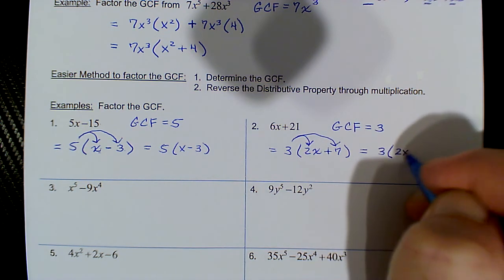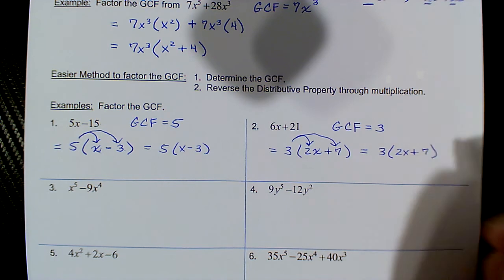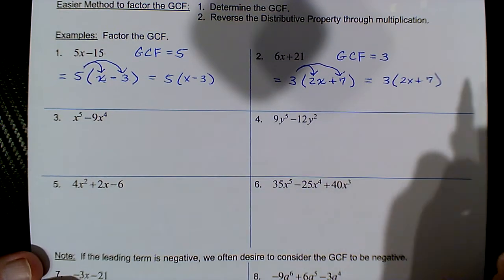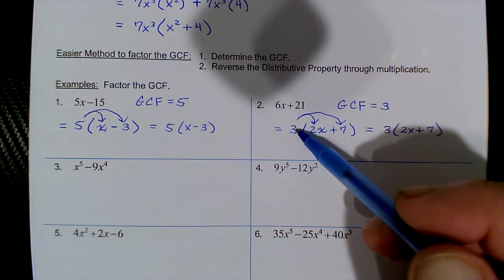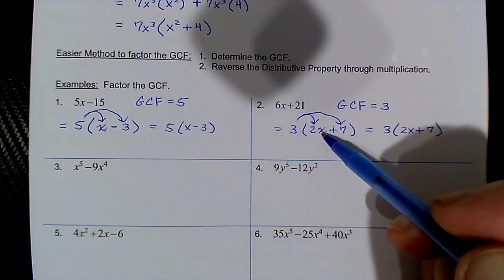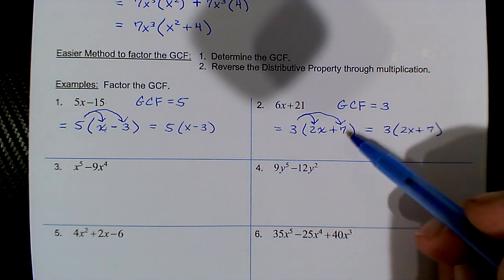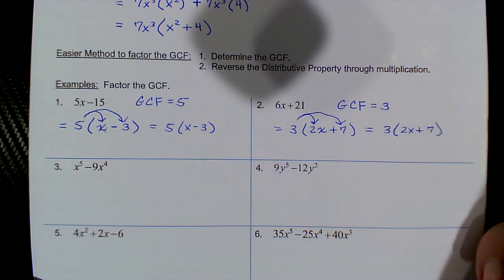So again, I'll recopy the answer, and you can check with the distributive property. So it's your choice. Think about it as division again. You could say 3 goes into 6x how many times, and that's 2x, and then 3 goes into 21 how many times, and that would be your 7. Okay, now to some variable terms.